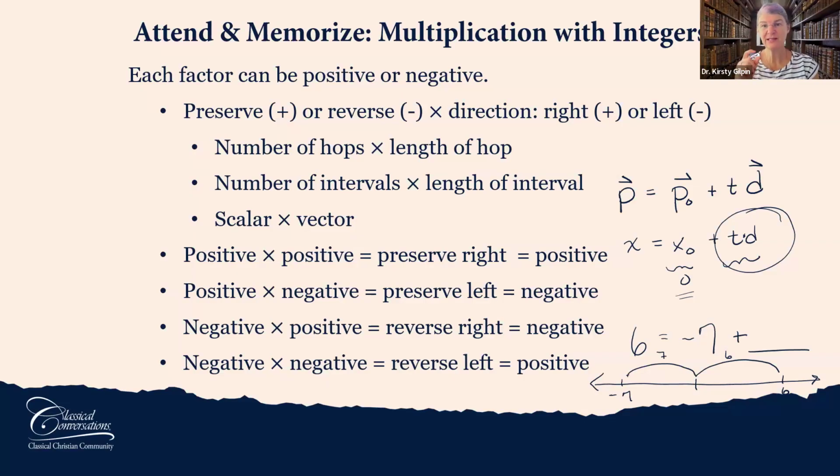T is your counter. It's the number of direction vectors. So your direction vector in 1D would just be +1, +3, +13, plus a half, whatever, right? However big my hops are. And T is my number of hops or my number of vectors. It's just a counter. And it can be any real number, right? It doesn't have to be a whole number.